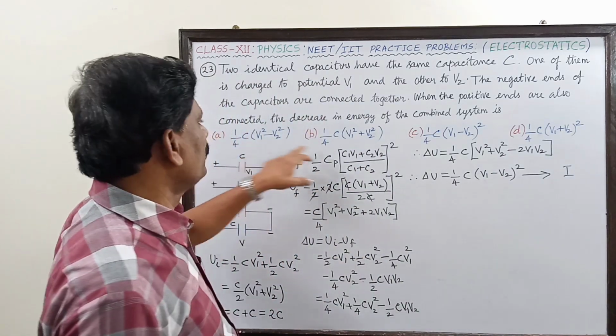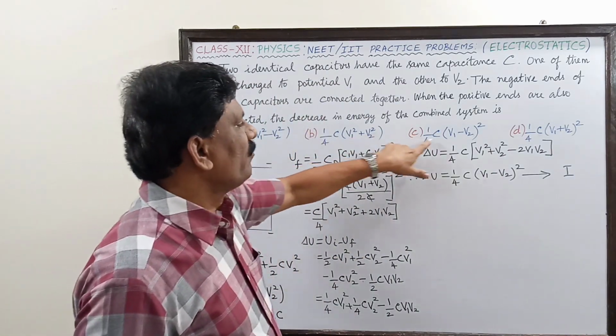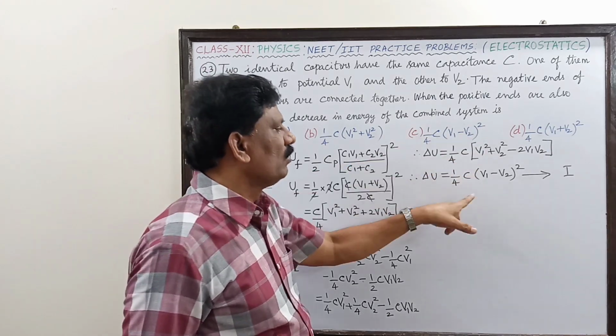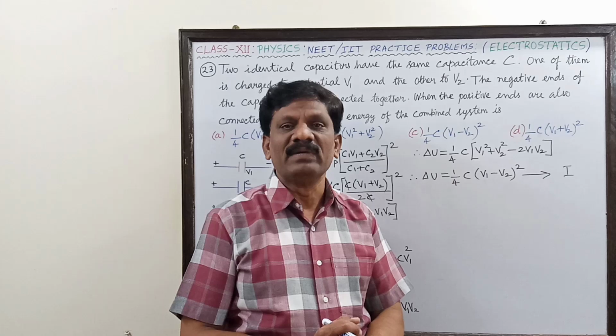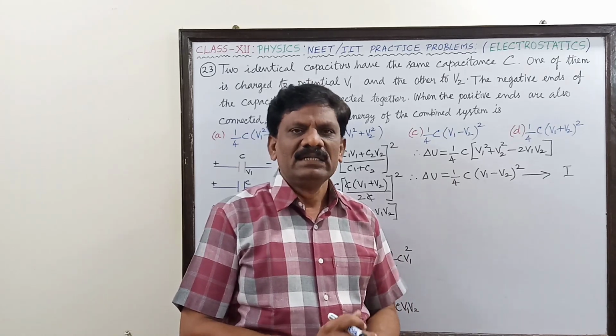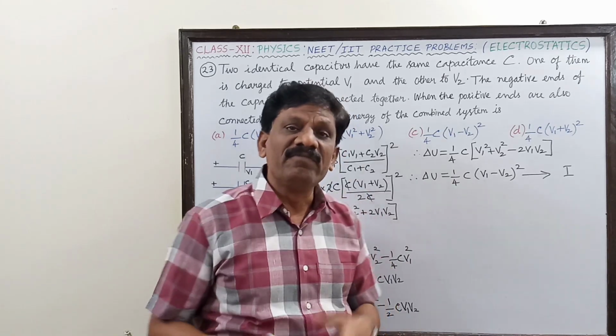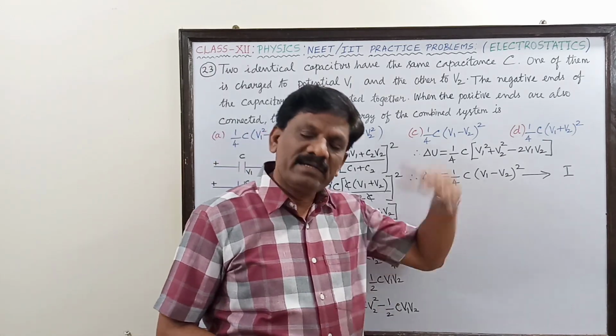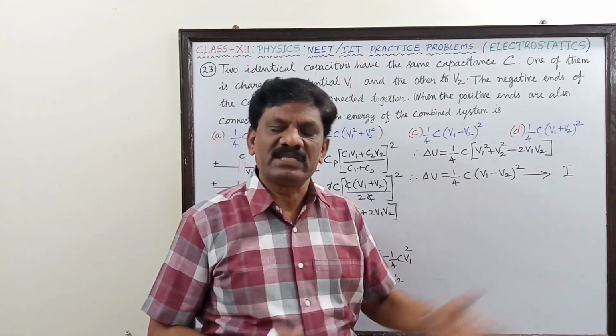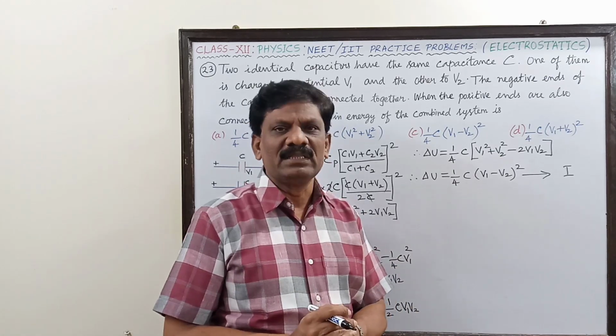So which is the correct option? You see here, 1 by 4 C into V1 minus V2 the whole square. We get the same expression. So this is the correct answer by method 1. But in the competitive exam, if you go by this method, it will take much time. So for that, one shortcut method is there.